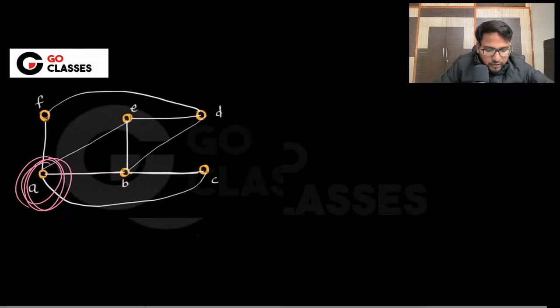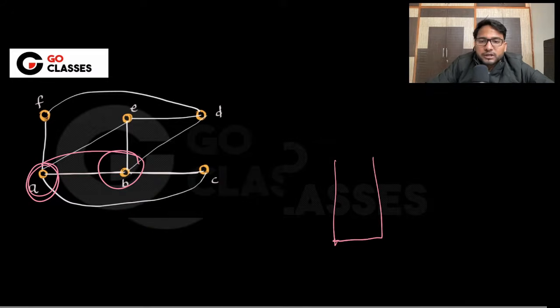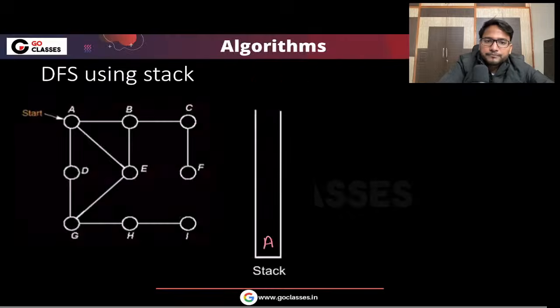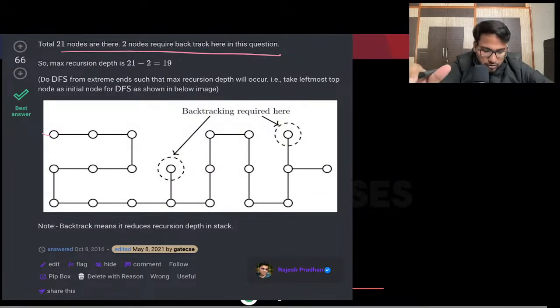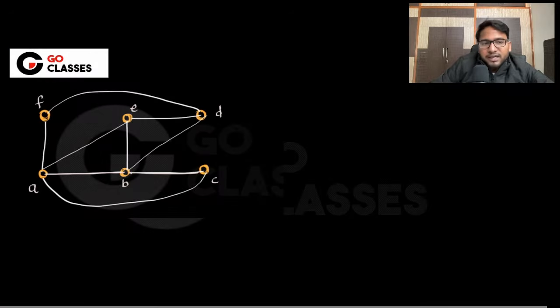For depth we need to count the number of edges or nodes. You need to count the number of nodes. A is one node, and then from A to B this is two nodes. So in the stack you will put the nodes, DFS of A, DFS of V, like that. For that GATE question, if you are asked, you need to count the number of nodes. Depth means nodes.